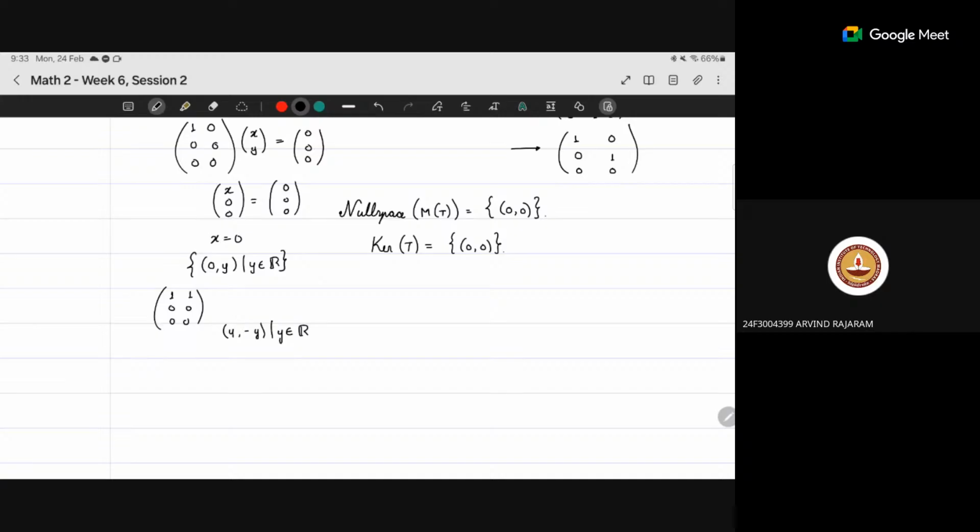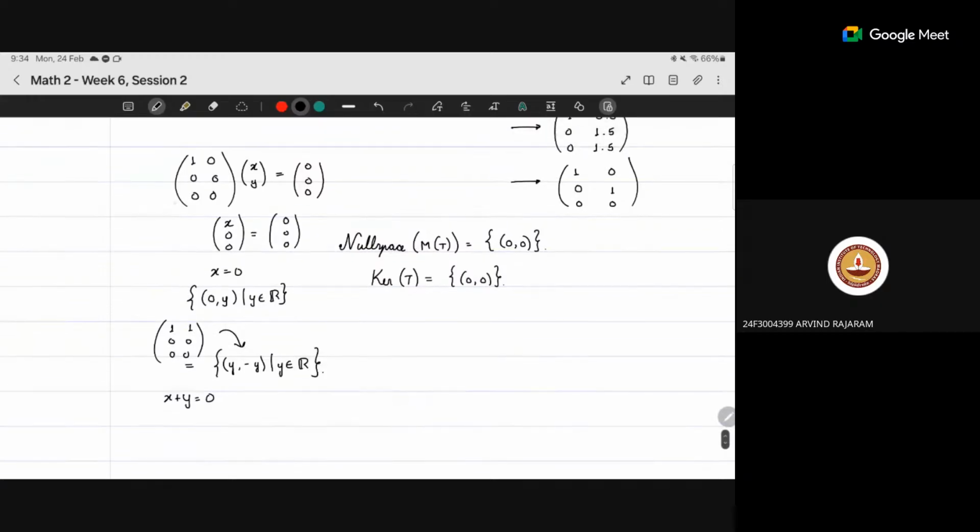Why is this? Because even in this case, the second variable is the independent variable. So you let that be t or y or whatever you want. Then the first equation gives you that x plus y is equal to 0, so x can be expressed in terms of the independent variable y. x is equal to minus y has to happen. So all the vectors in the null space are of the form minus y, y.